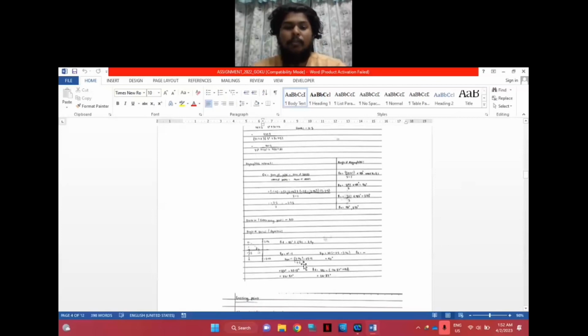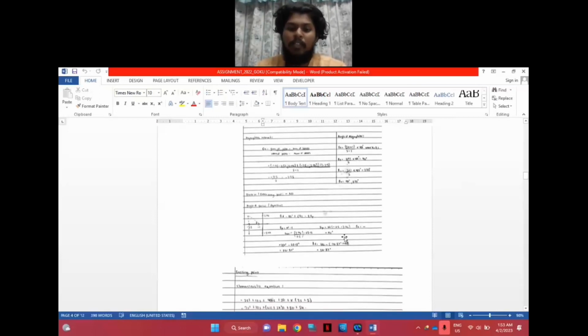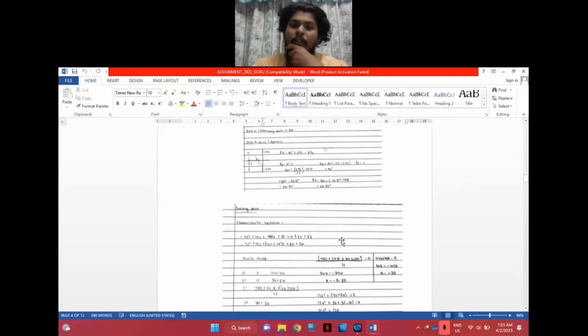The next procedure is to calculate the angle of arrival and the angle of departure. For this system, we got the angle of departure only. The formula is 180 plus the sum of zeros minus the sum of poles. The final answer we got is 26.87 degrees for the angle of departure.